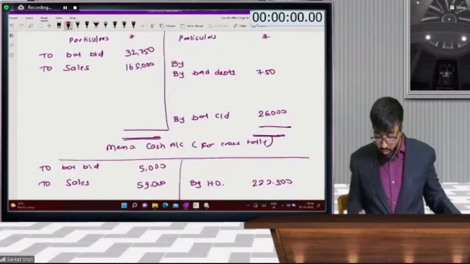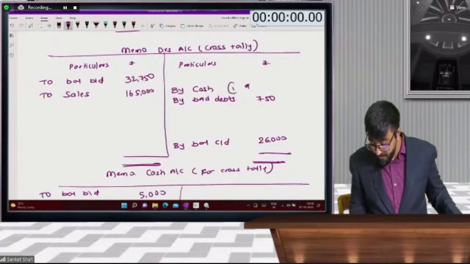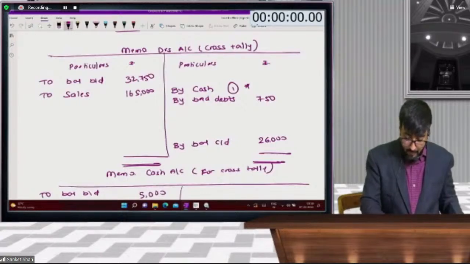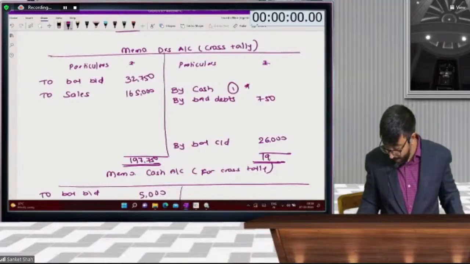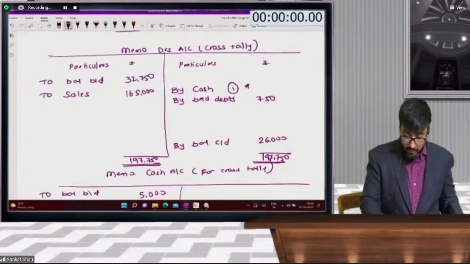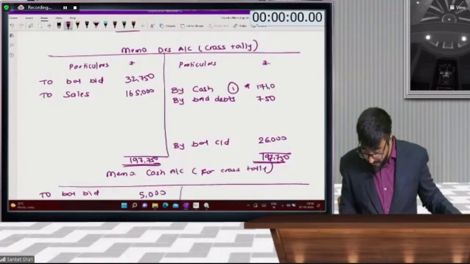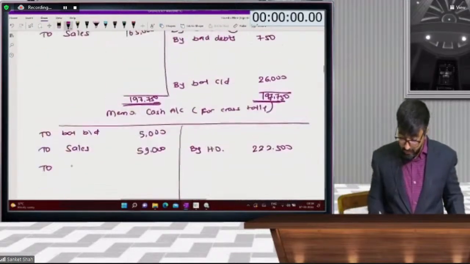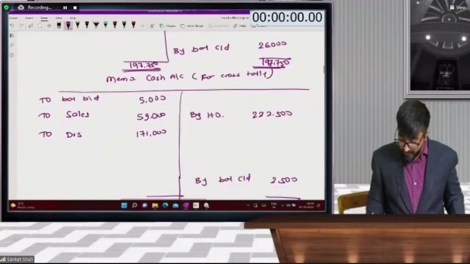Now it's time for closing this. Now see, in the memorandum debtors account, by cash account is the first balancing figure. So 32,750 plus 1,65,000 is 1,97,750, minus 26,000 minus 750. So the balancing figure is 1,71,000. To debtors, 1,71,000 is the second number.